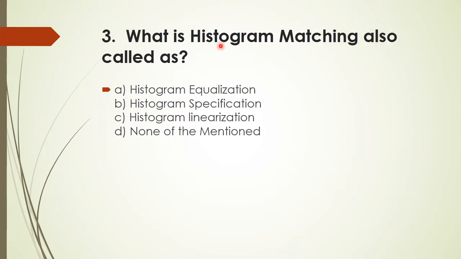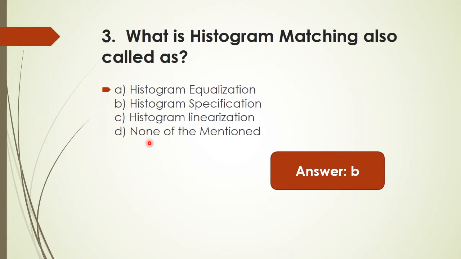Next question, what is histogram matching also called as? So four options are given, option A histogram equalization, option B histogram specification, option C histogram linearization, option D, none of the above mentioned. The correct answer is option B, histogram specification.